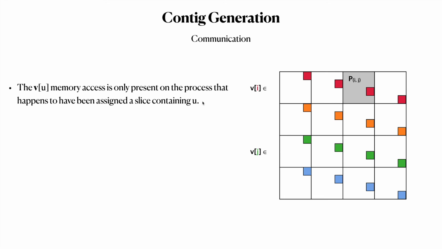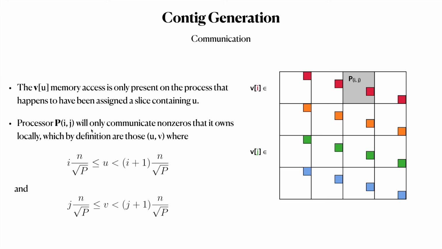So the solution we come up with is to use this processor grid in a more efficient way, which is to basically observe that a certain given processor, pij, will only communicate non-zeros that it owns locally, which are defined by these relations. So there's a certain slice of edges whose source vertices are in this particular slice, and whose destinations are in this particular slice, where p is the total number of processors.